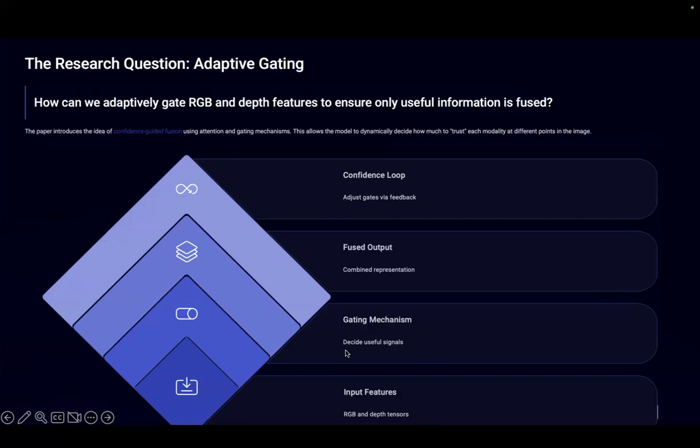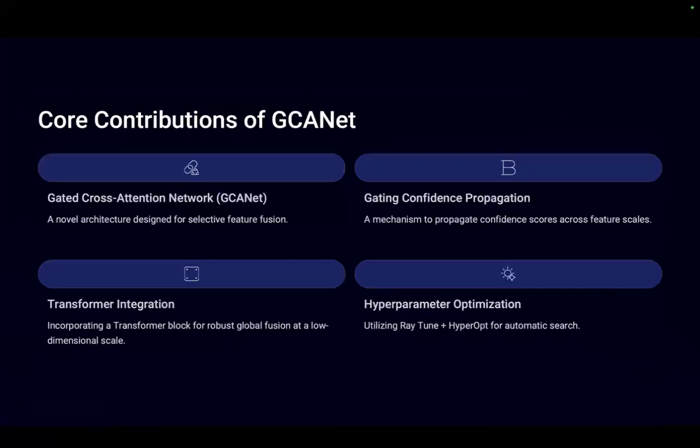So we'll go with that gating mechanism, which will decide the useful signals, and then we'll fuse it, like combine them and loop it over the process. Like we'll take the feedback and improve the functioning. So what contribution does it have?